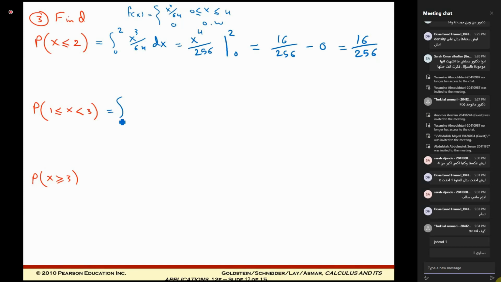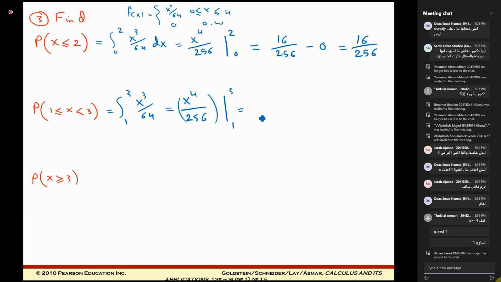Between 1 and 3, x to the power 3 over 64, so we have x to the power 4 over 256. Substitute 1 and 3. This equals what? Substitute 3, we have 81 over 256 minus substitute 1, 1 over 256. So we have 80 over 256.